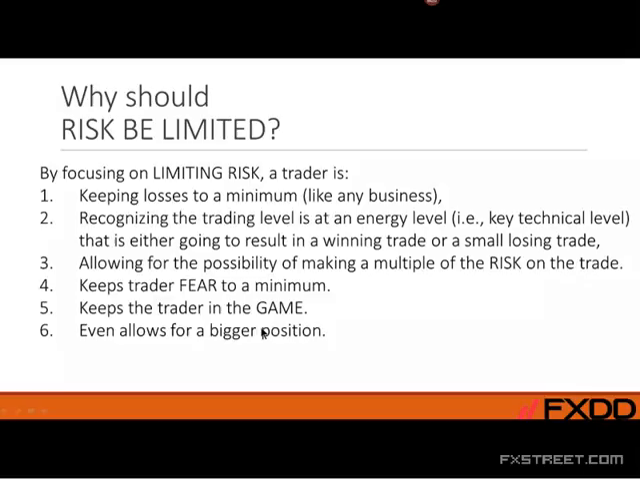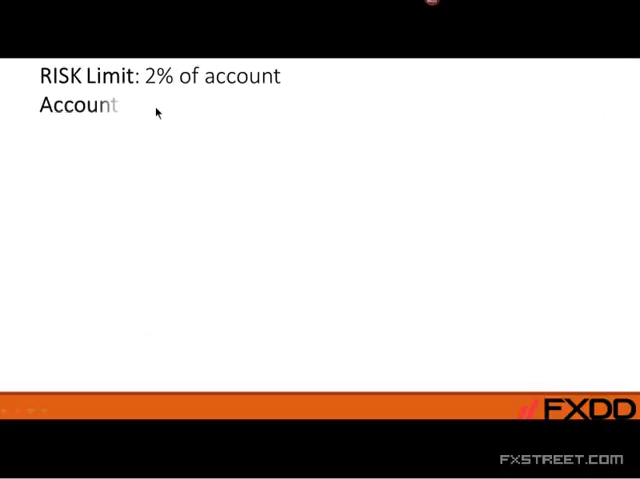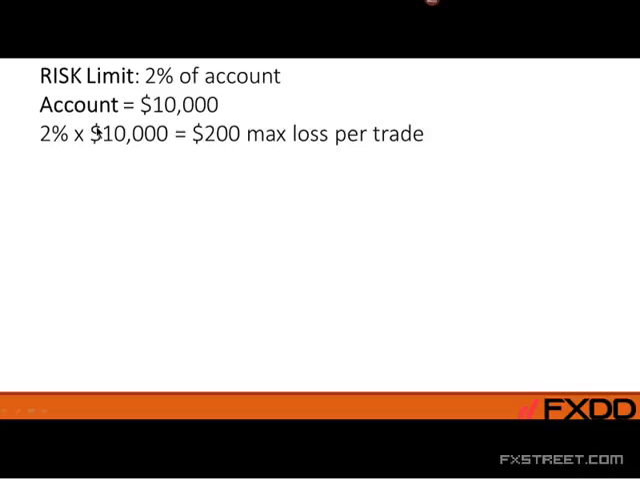I'll do just a little example here. So let's say that you have a risk limit of 2% of your account and you have an account balance of $10,000. Now, if you're going to risk 2% on any one trade and you have $10,000, your maximum loss on the trade is $200. Okay.